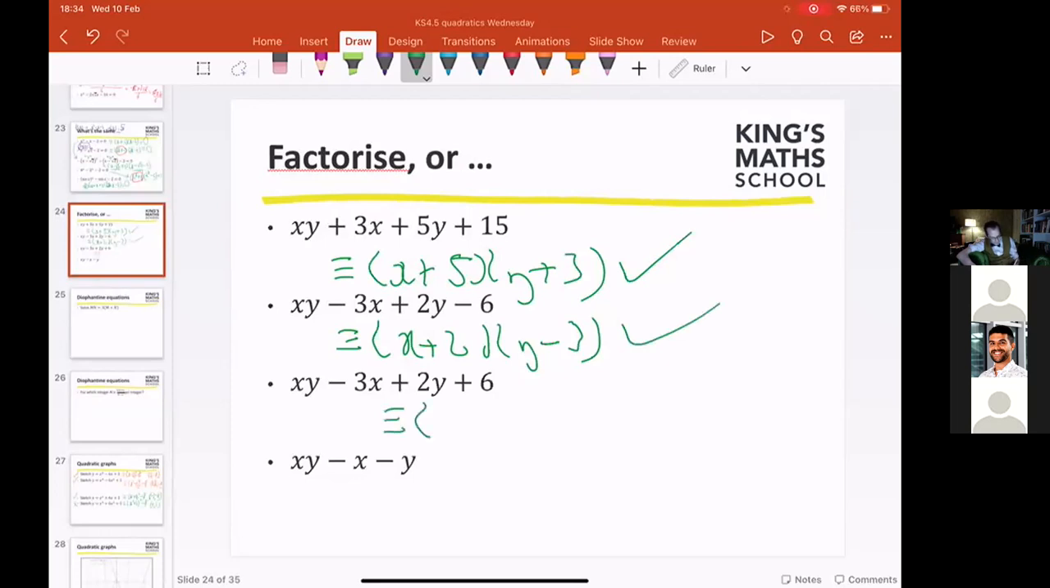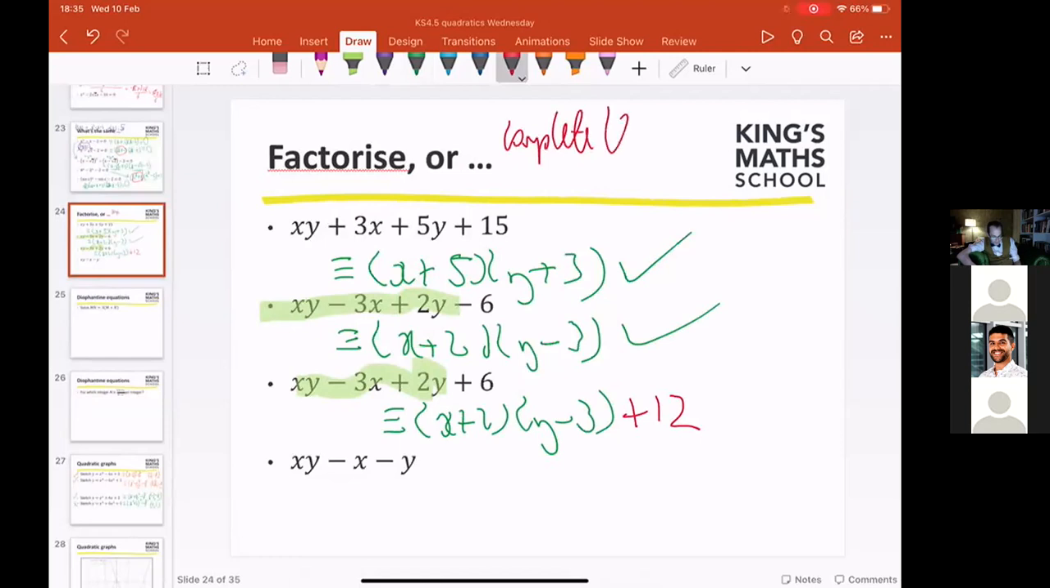And then penultimately, I've got x plus 2, y subtract 3, which must be the same because they're the same. But now I've got plus 6, not take away 6. So what am I going to have to do? I'm going to have to add on 12, i.e., I've got to complete, well, not quite the square, because this isn't a square. Really, I'm completing the factorization. It's like completing the square, but it's not a square I'm completing, it's a factorization. So it's x plus 2, y subtract 3, plus 12. So I've got my algebraic product, and then I've got my constant.